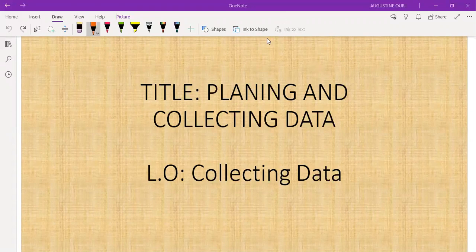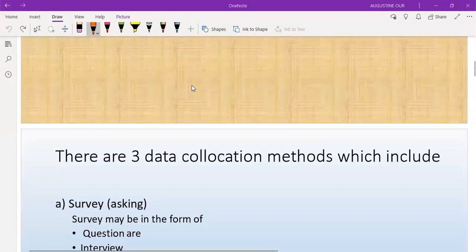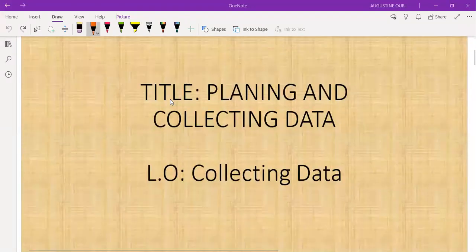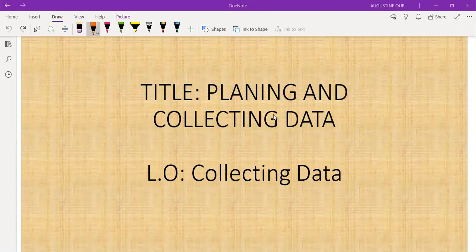So I'm going to start very precisely, with a few things. Why would you need to collect data? Our lesson objective today is collecting data. Collection of data is very important, and data is collected for several reasons. One of the reasons you will need to collect data is to answer some questions.